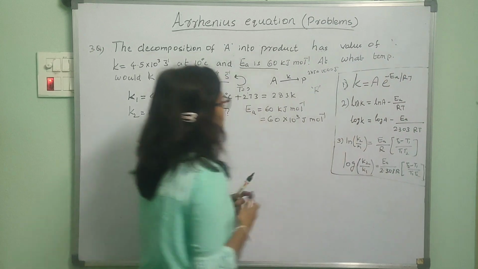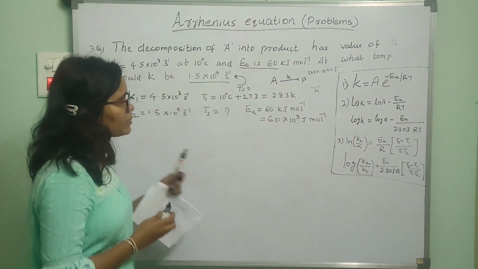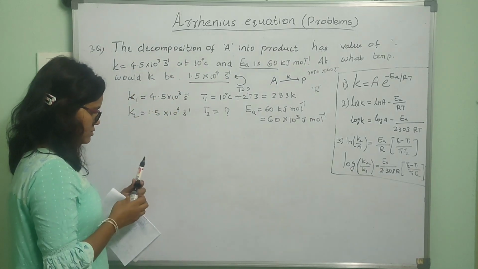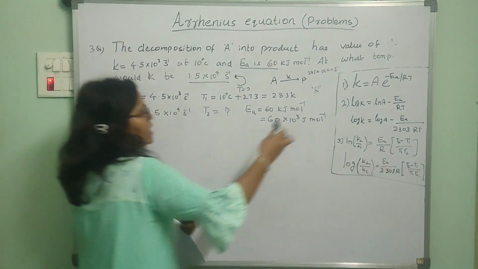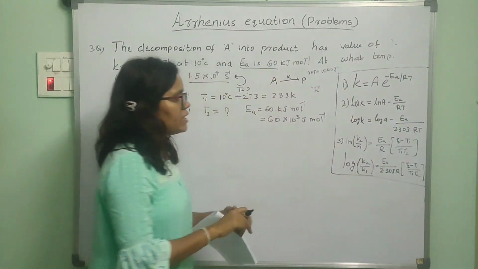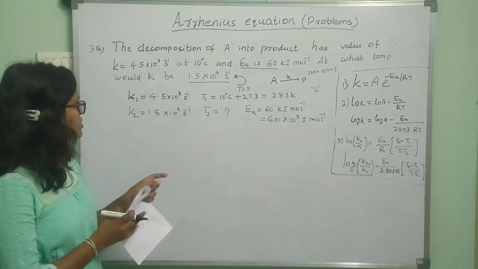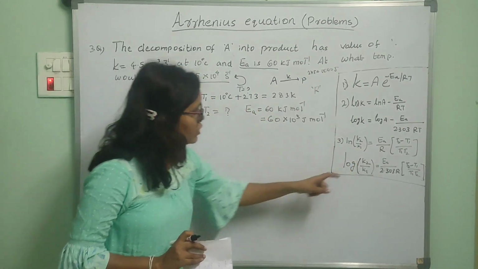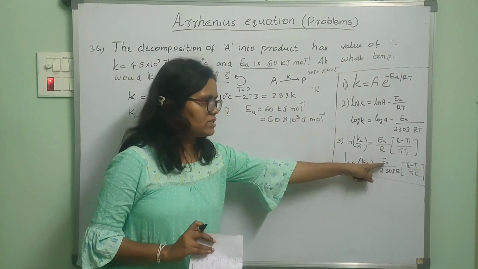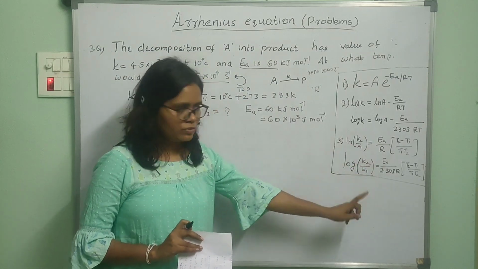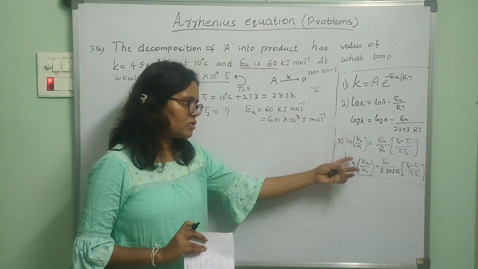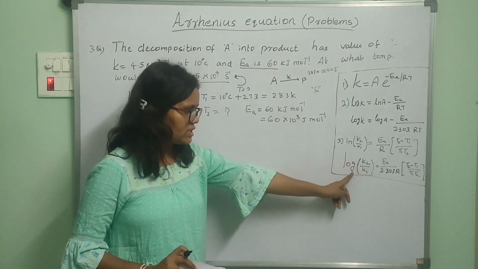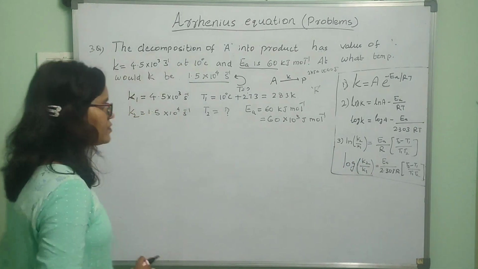So can you solve this problem? Yeah, which equation would you use out of these three equations to solve this problem? It is apparent, right? You can use this equation 3 to solve this problem, because you have K2, you have K1, you have T1, but you do not have T2. You also have activation energy. So you have only one unknown. So using this equation, either this or this one, you can solve the problem. I am more comfortable with log forms, log to the base 10. So I am going to use this equation.